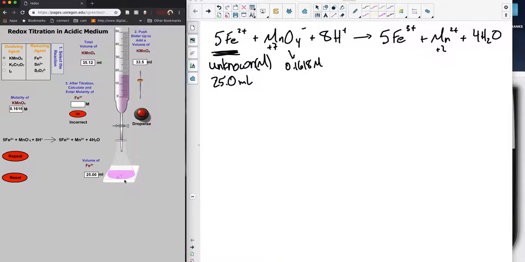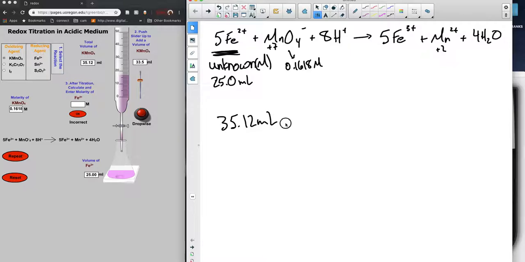Oh, and see, I was talking through myself. So I added one too many drops, and you'll notice here that my solution has turned a nice bright pink. So judging by here, I've noticed that my total volume of potassium permanganate that I added is 35.12 milliliters. So here I know that I have 35.12 milliliters of MnO4 minus.